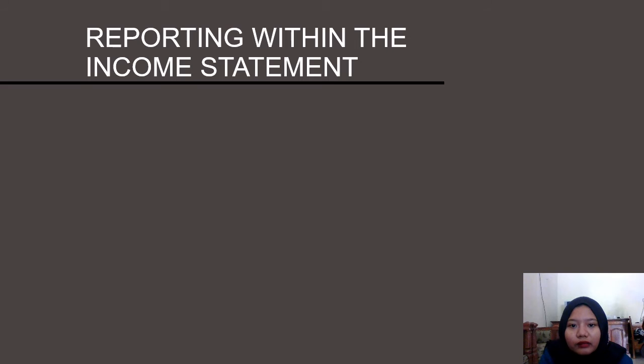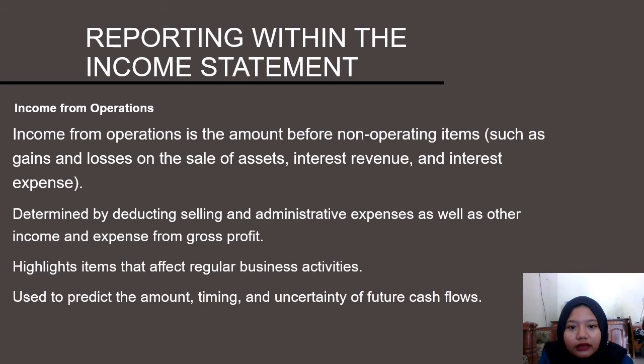Reporting within the income statement: income from operations. Income from operations is the amount before non-operating items, such as gains and losses on the sale of assets, interest revenue, and interest expense. It is determined by deducting selling and administrative expenses, as well as other income and expenses, from gross profit, like items that are outside regular business activities, and is used to predict the amount, timing, and uncertainty of future cash flow.